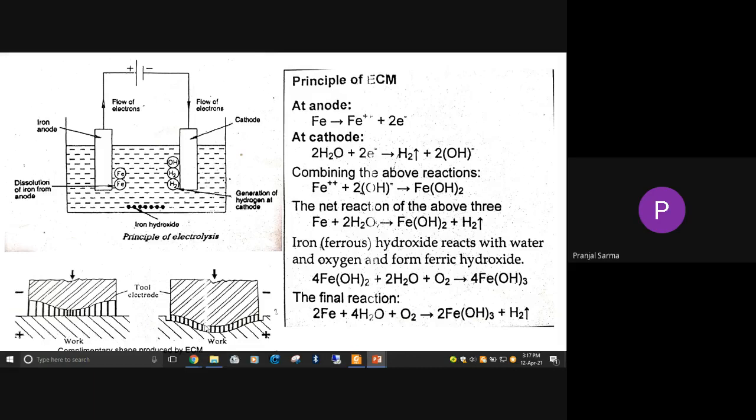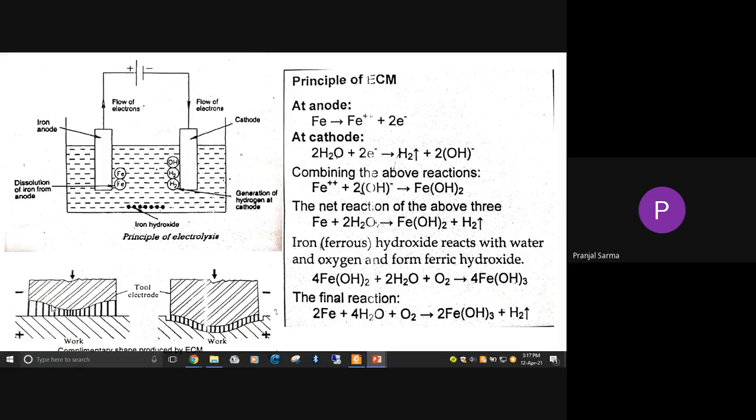This is the initial condition, and what is shown on the right-hand side is the final condition of the tool and the workpiece material. We are showing the complementary shape that is produced by ECM on the workpiece. Whatever shape you require, the complementary shape you are going to keep in the tool.